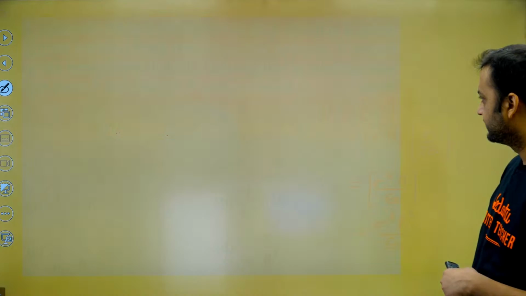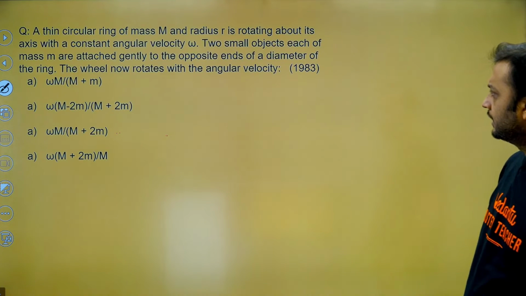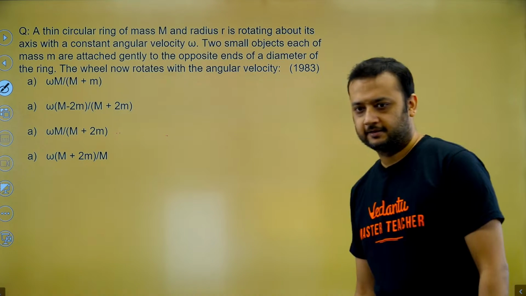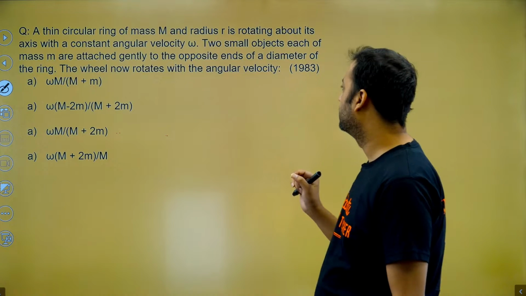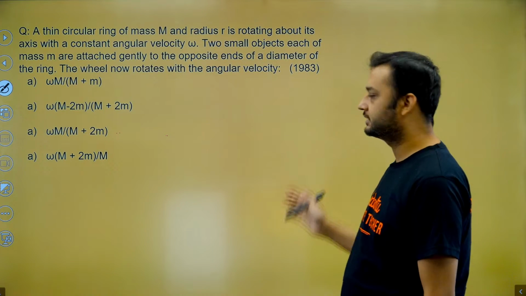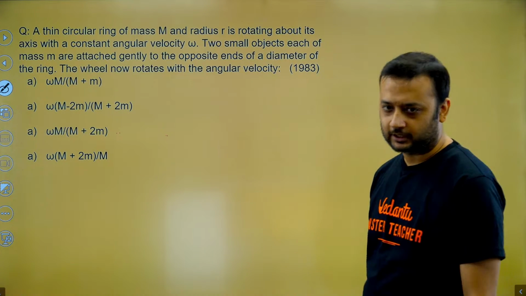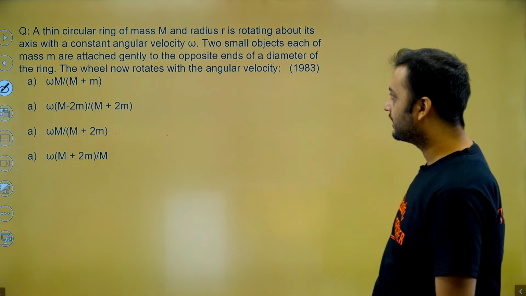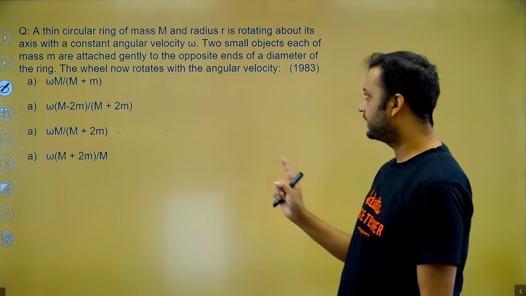Let's see more questions. See this again, a very nice question which came in 1983, the first time India won the World Cup. A thin circular ring of mass m and radius r is rotating about its axis.